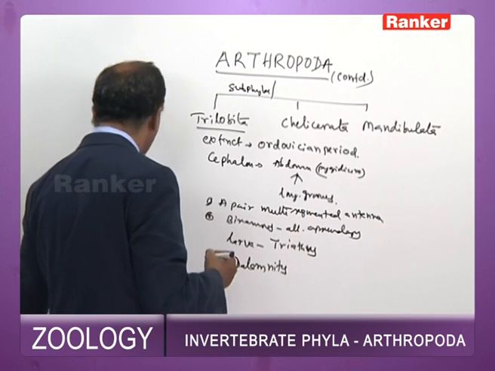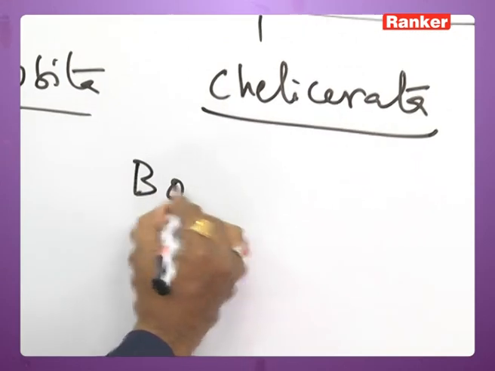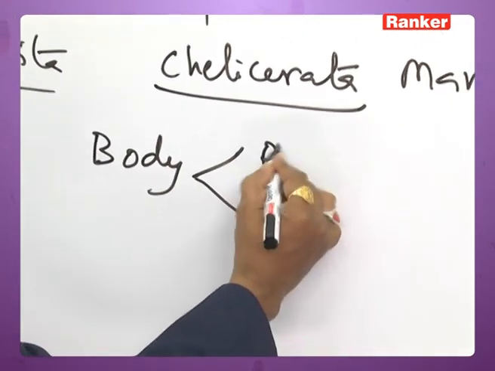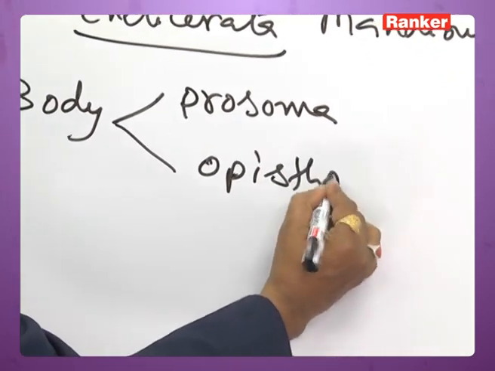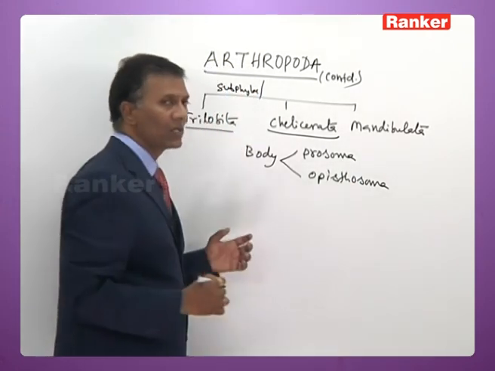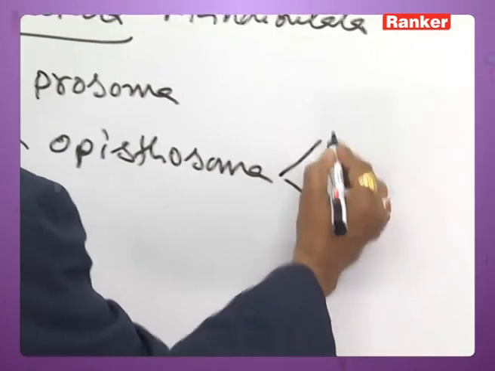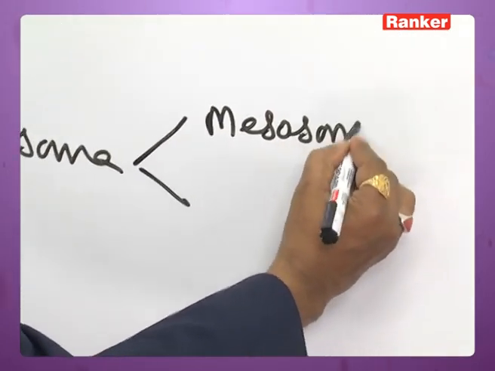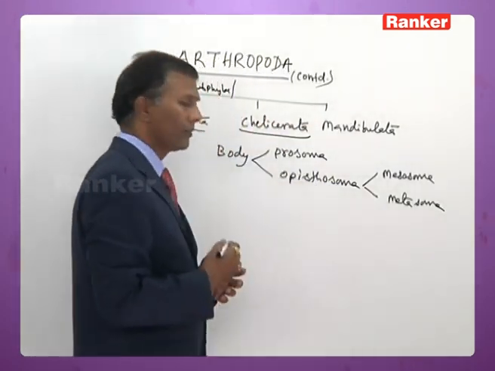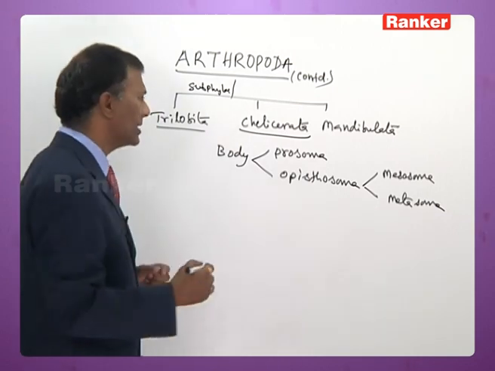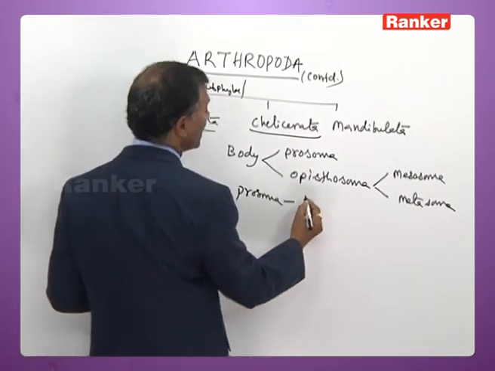Then next, moving on to Chelicerata. Now subphylum Chelicerata, body is divisible into prosoma and opisthosoma. Opisthosoma is in turn divided into mesosoma and metasoma. Prosoma has six pairs of appendages.